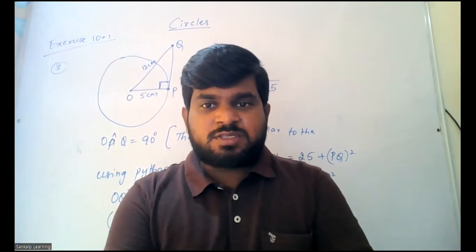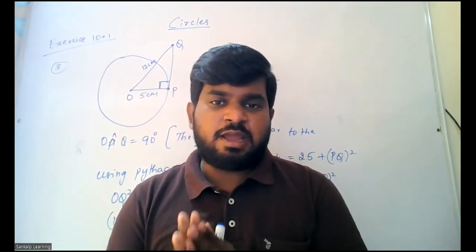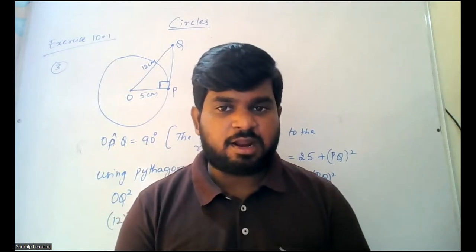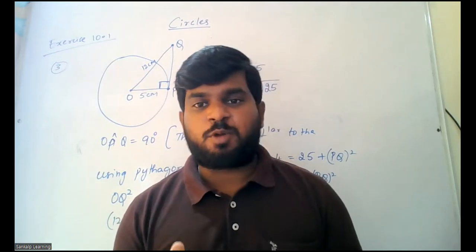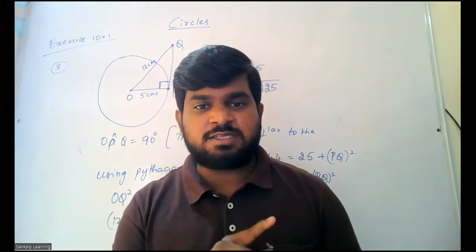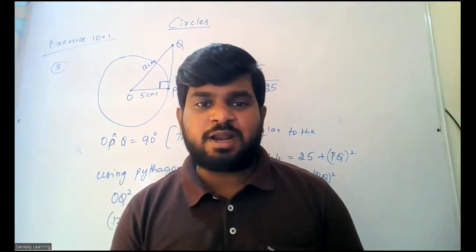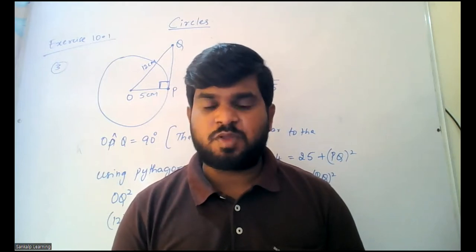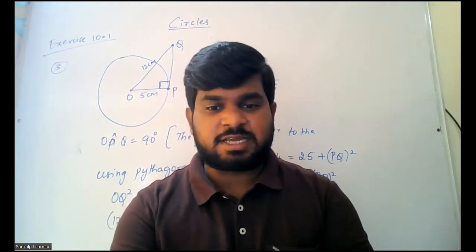Before getting into the second exercise, I repeat it again. In most of the problems, we are going to get a right angle triangle. How do we get this right angle? The property that the tangent and the radius are perpendicular to each other. Whenever you get a right angle triangle, we are going to make use of Pythagoras theorem. Okay, students, let's get into the next exercise.